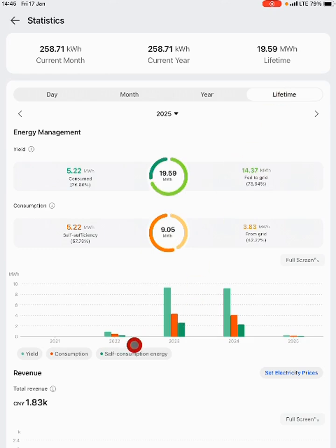This installation was put in on November 2022. So obviously that's the reason the figures are so low there. 2023 a full year, 24 a full year, and 25 just the beginnings of.